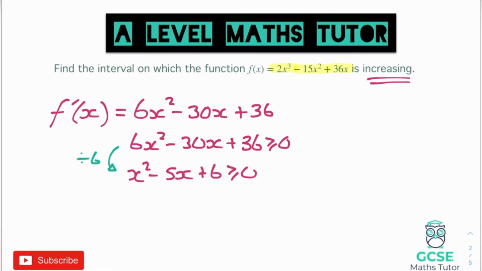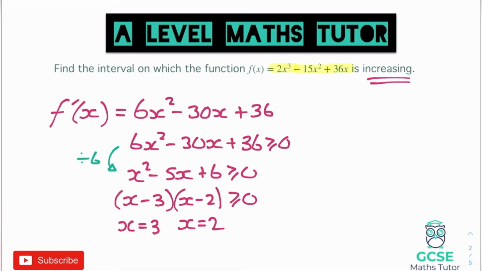So if we factorise that, we get x minus 3 and x minus 2, again in either order. And again, we're looking at when that is greater than or equal to 0. So we've got our two solutions, x is equal to 3 and x is equal to 2.